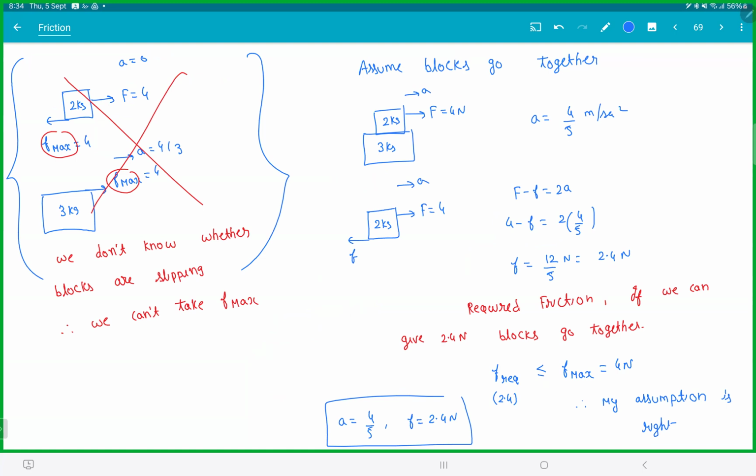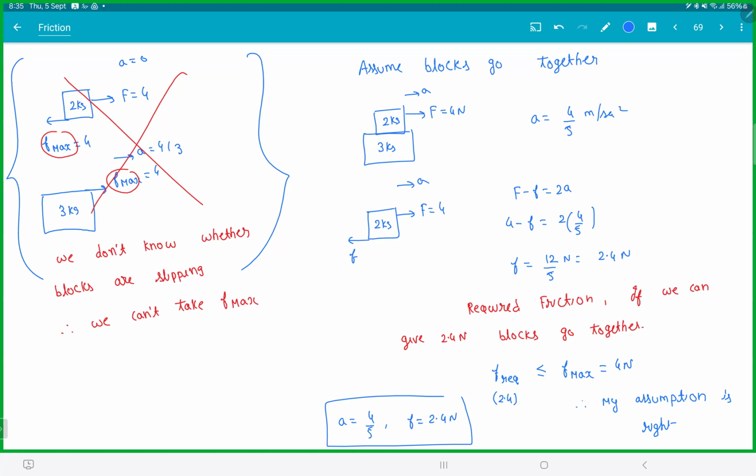Is the idea clear? So your job is to always find the required friction, how much you need to make sure they go together. And then we will see, can you give that much? If you can give, great. You can't give, that means you're slipping. So either way, you know what to do with the problem next. If your assumption is right, the problem gets over there, you're happy. If it is slipping, that is also fine. If you're slipping, at least you're sure friction is maximum. Either way, you'll get the answer.